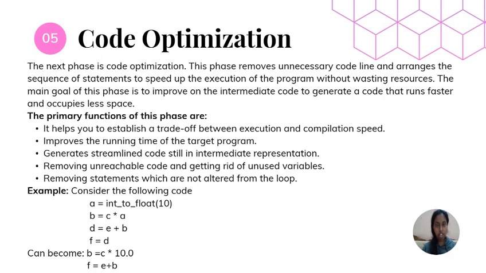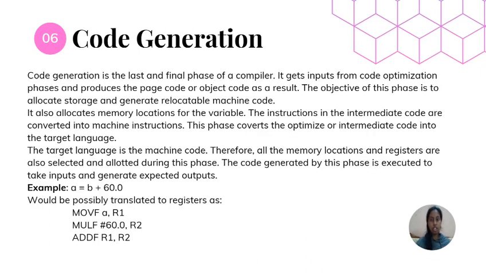The primary functions of this phase are: it helps you to establish a trade-off between execution and compilation speed, improves the running time of the target program, generates streamlined code still in the intermediate representation, removes unreachable code and gets rid of unused variables, and removes statements which are not altered from the loop. For example, consider the following code, where the code written in 4 lines can be optimized and written in 2 lines. Code generation is the last and final phase of the compiler.